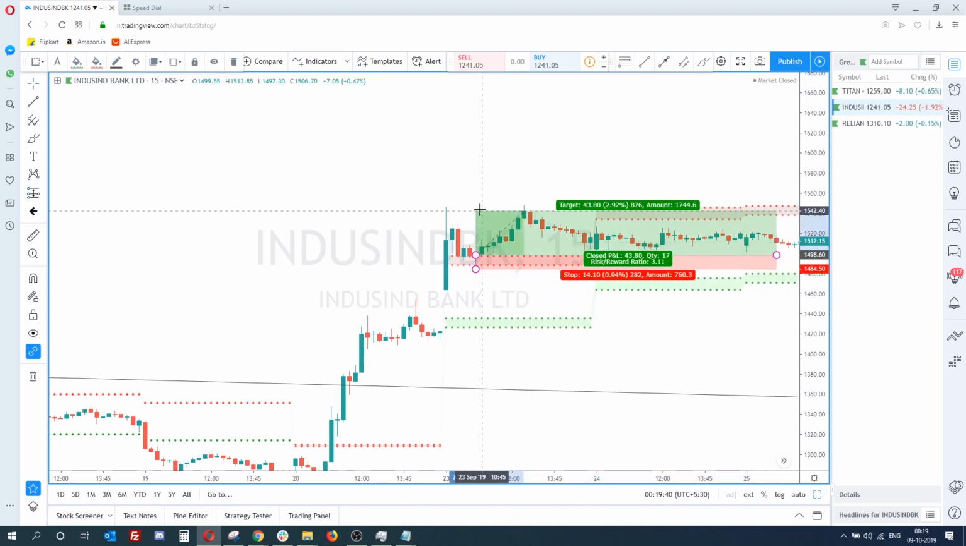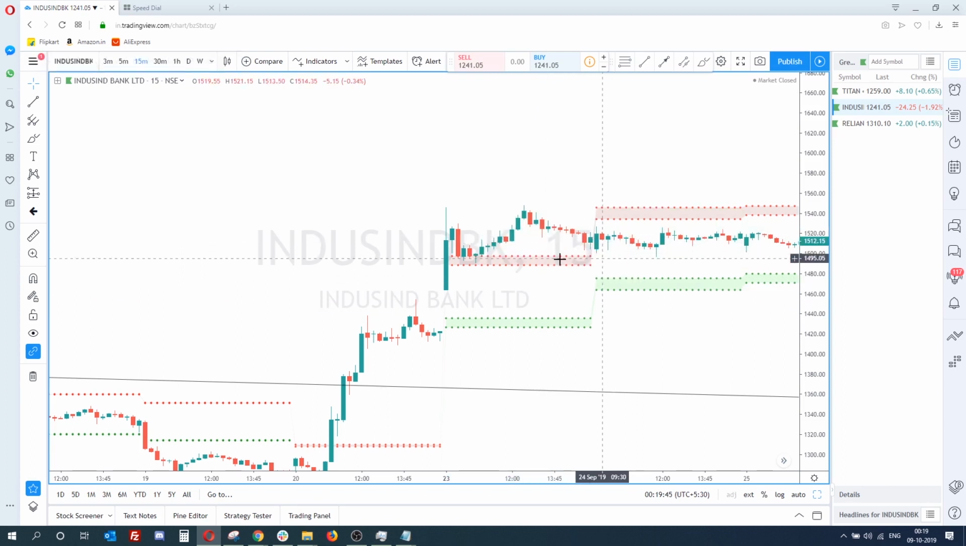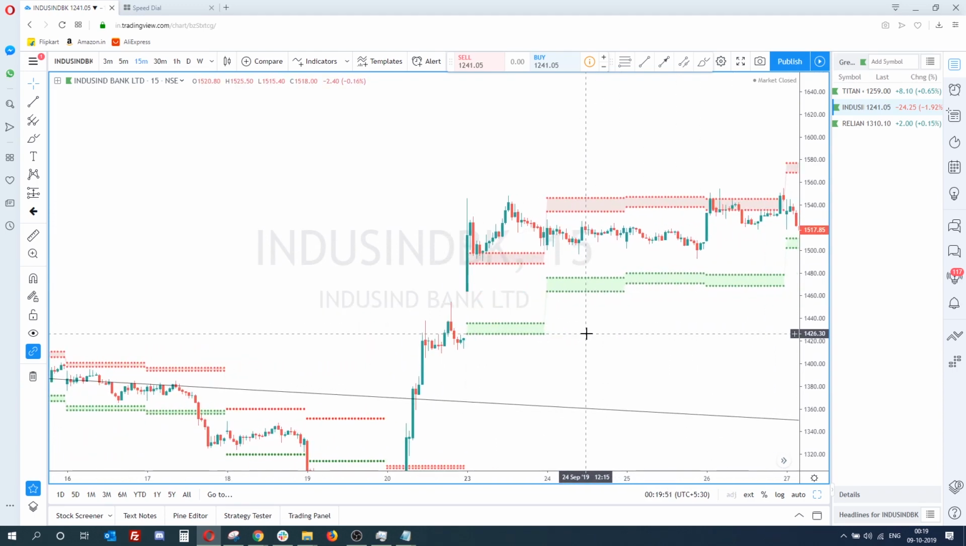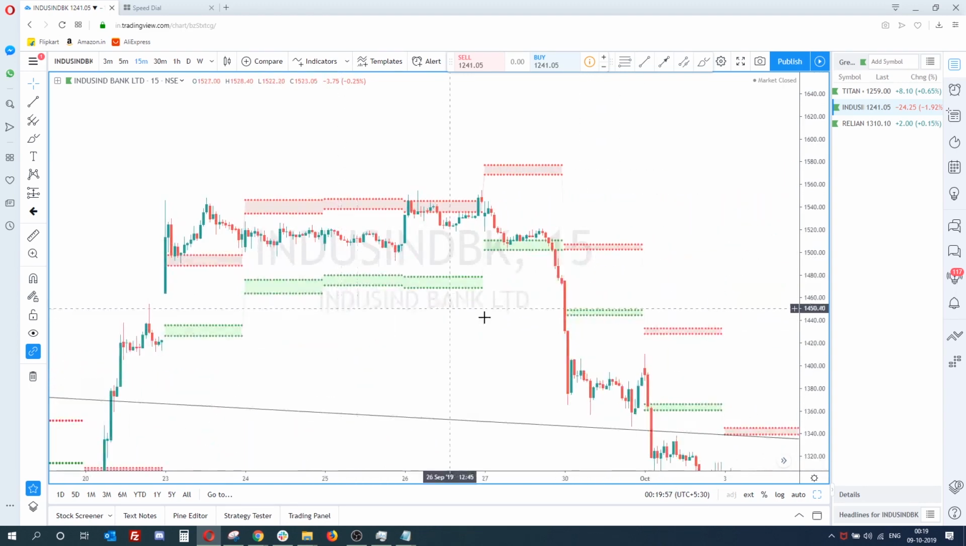So here this trade has given us 1 is to 3. If you see, our risk will always be minimal and our profit will always be huge. That just indicates that the strategy is really good. When a strategy gives you less risk and more reward, that strategy is really good.